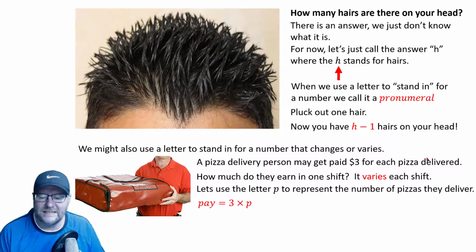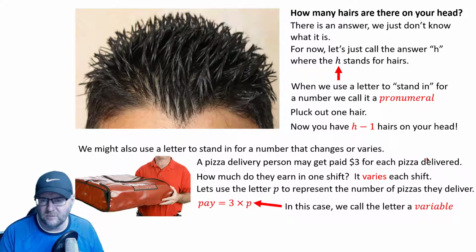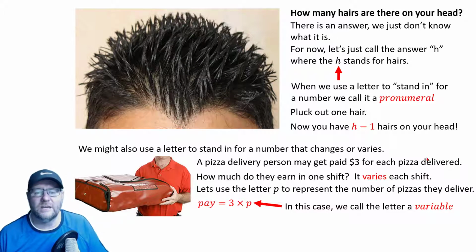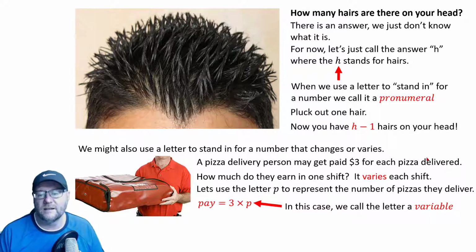So we've used a letter. This time we're going to call it a variable. So you might hear them referred to as variables because that's a letter where the value changes or it varies. And the pronumeral that we talked about. That's it. That's your intro to algebra and why we might want to use letters to represent numbers. Well done.